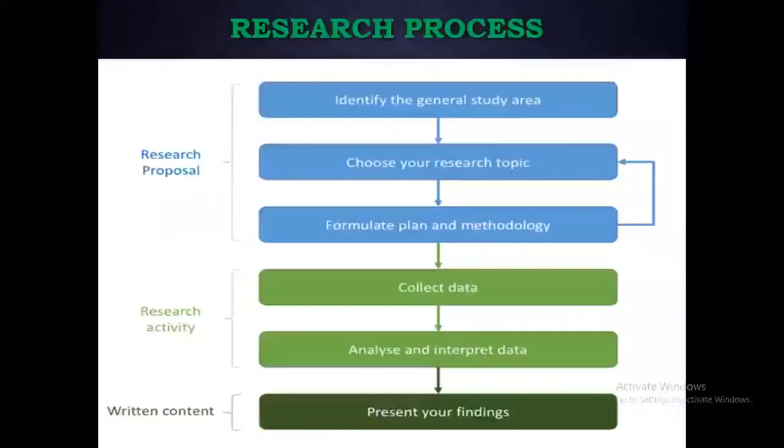Now we'll go to the research process. What are the different research processes which researchers generally follow while doing research? These are the broad classifications. One will be the research proposal, then the research activity, and the final will be the writing part. In the research proposal, the first thing is to identify the general study area. Just consider a PhD student. What happens? In bachelor, what happens?